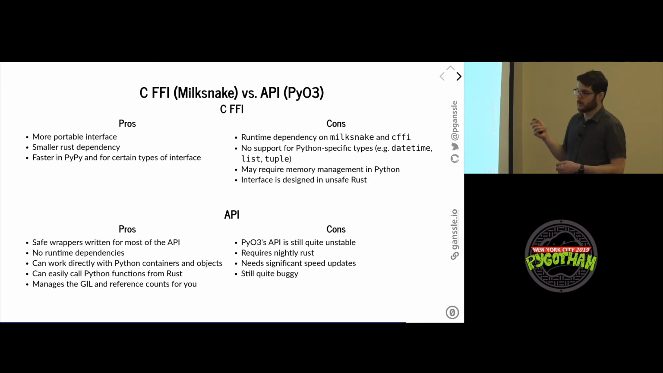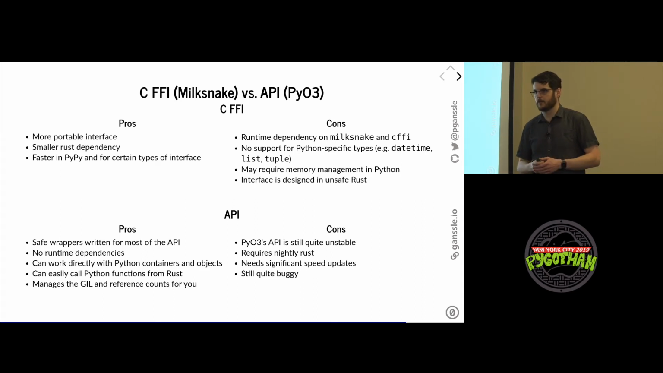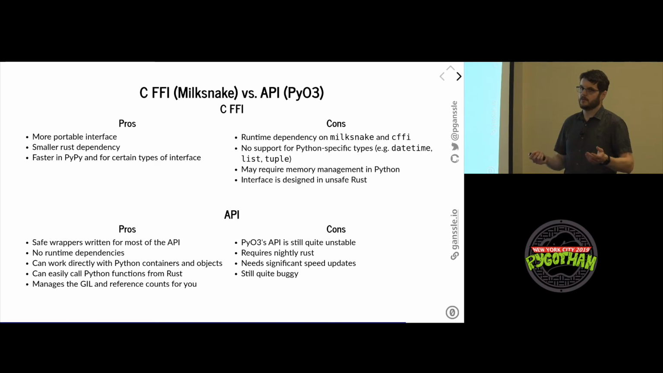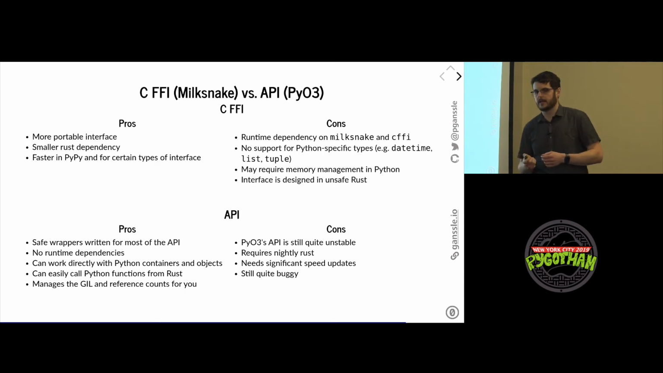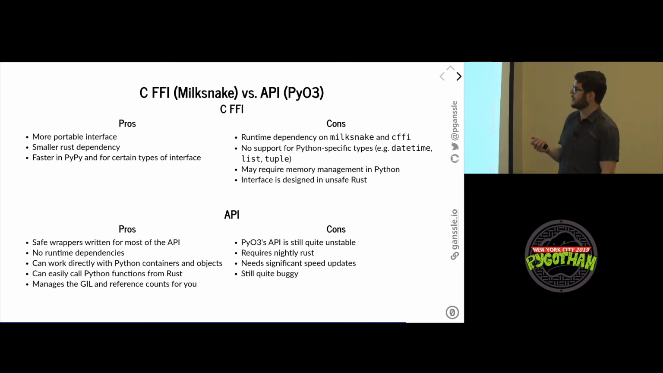The pro is it's a more portable interface because you can use it on like any language. The Rust dependency itself is actually much smaller because you don't have to pull in all these bindings for Python. So if you care about a difference in 5 megabytes in your binaries. And I'm told that CFFI style stuff is a lot easier for PyPy to optimize over. So if you're using PyPy as your interpreter, the CFFI stuff will work a lot better, and it will also probably be faster. The cons, you have a runtime dependency on milksnake and CFFI.